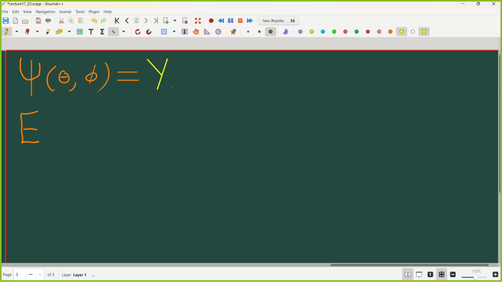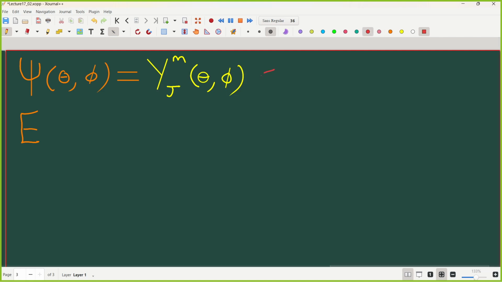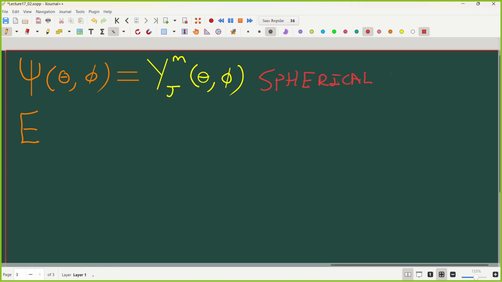The one quantum number is called J, and the other one's called M. And these are functions of theta and phi. They're two-dimensional angular functions. All right, and these functions are called spherical harmonics. There's a good reason why they're called spherical harmonics.